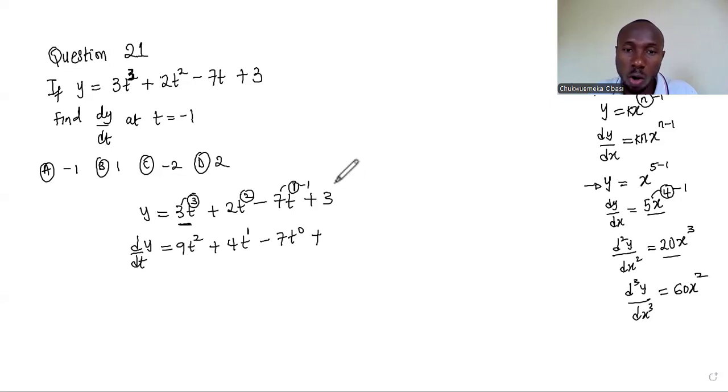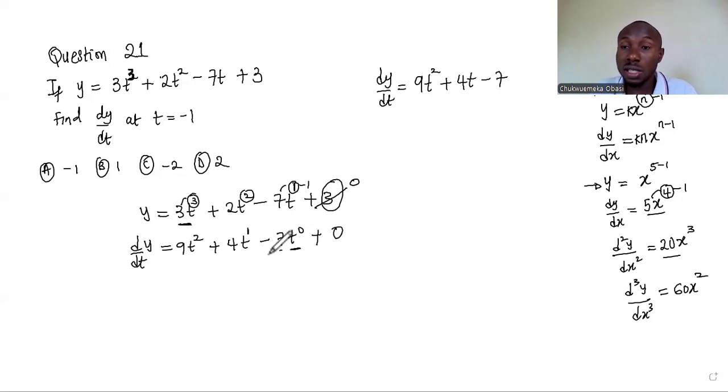And now this one, we call them constants. They don't have t. But literally they have t, but that's t to the power 0. So when you differentiate a constant like this, don't stress yourself. It's just going to give us 0. So cleaning up this stuff, we have dy/dt is equal to 9t^2 plus 4t minus 7, because t to the 0 is 1. 1 times 7 is 7. So this is our dy/dt.